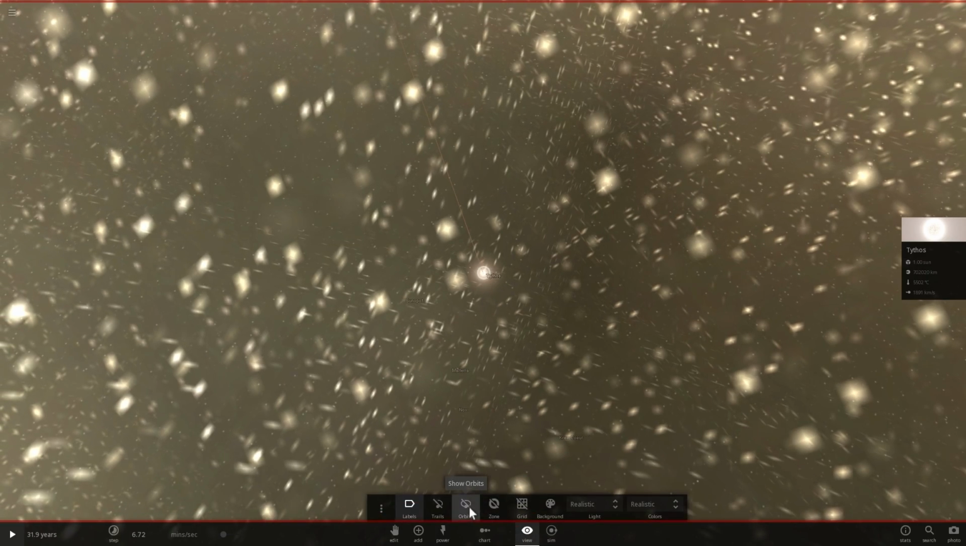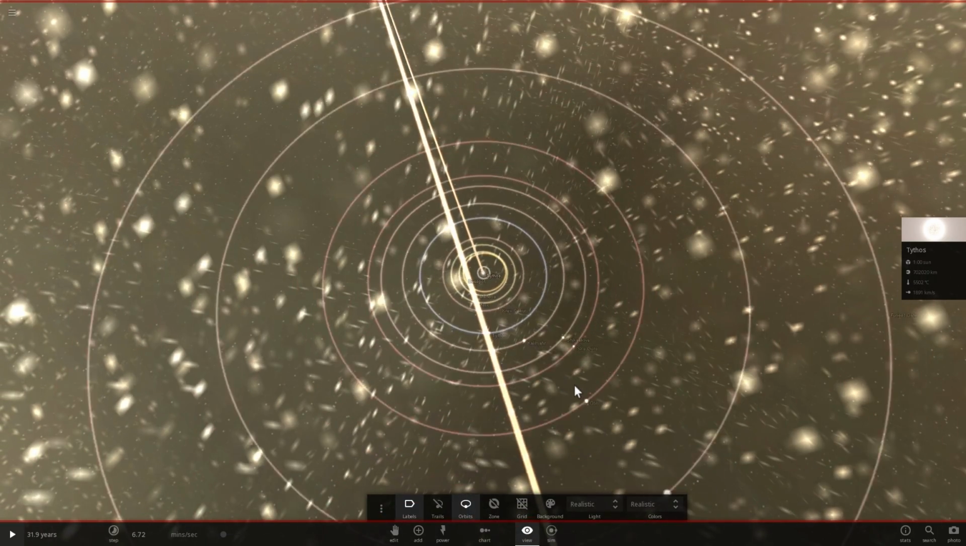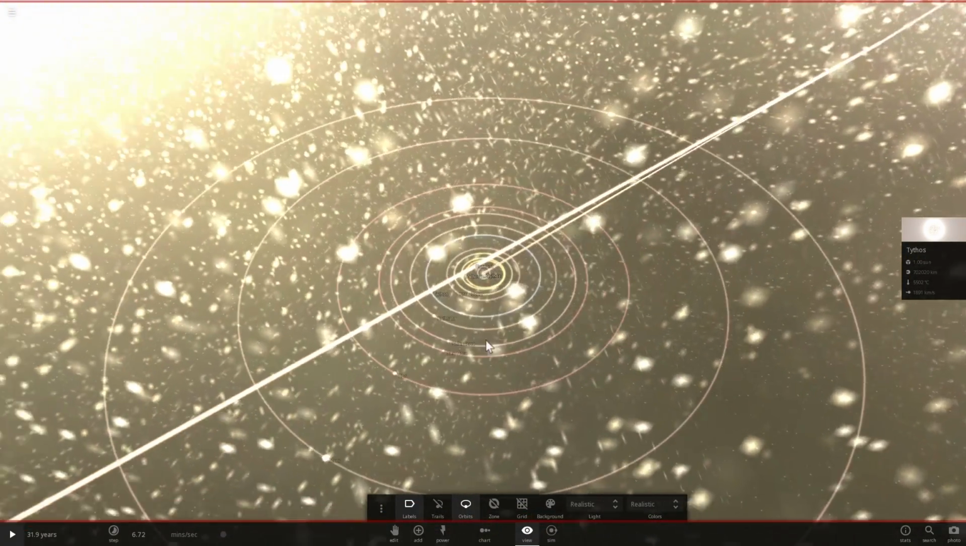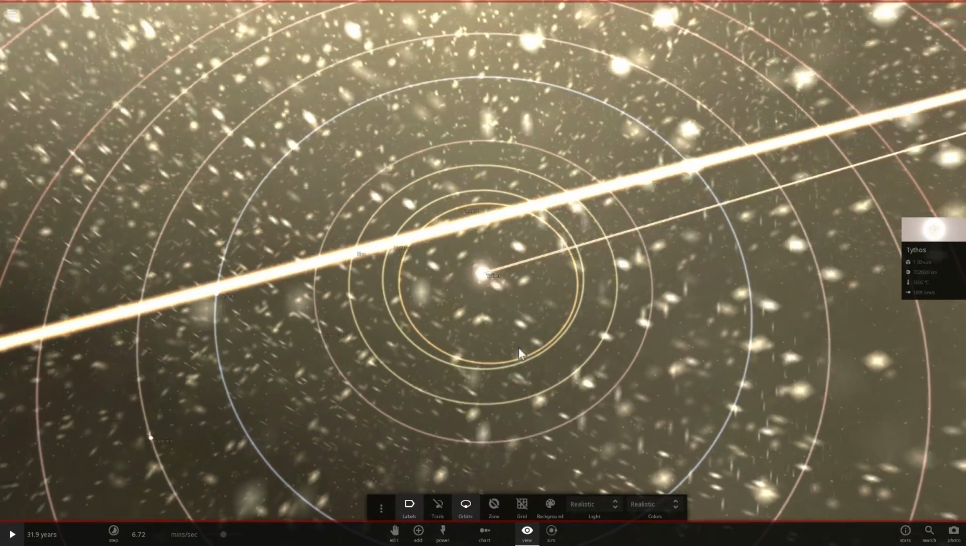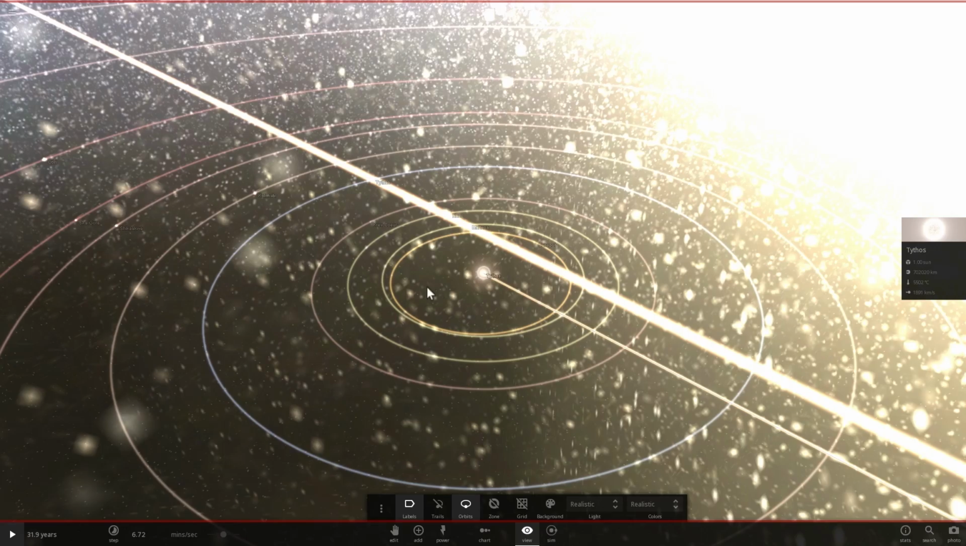Anyway, it's a really interesting system, and there are quite a lot of different planets here. I'm going to show you how many specifically, and this is what it looks like from the outside. We're going to be discussing each of these planets and focusing specifically on Tython at the end of the video.